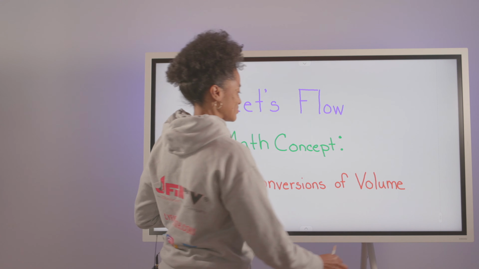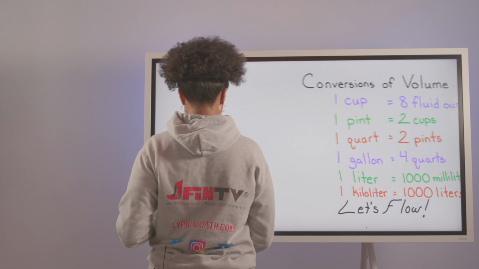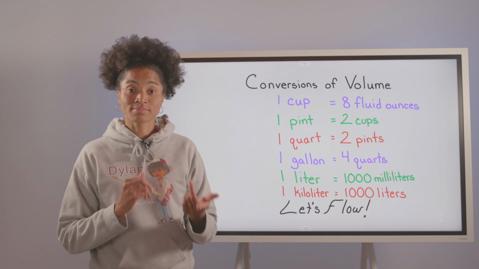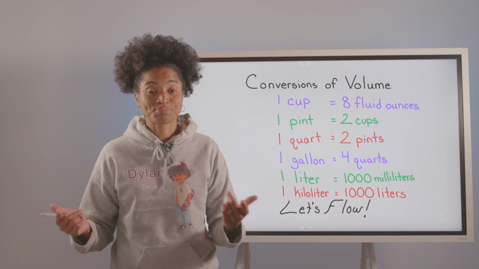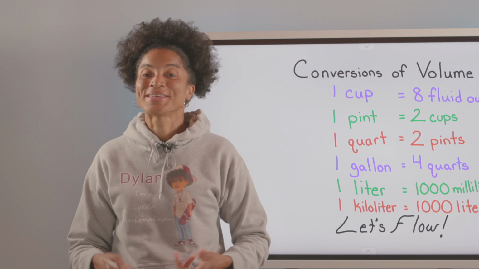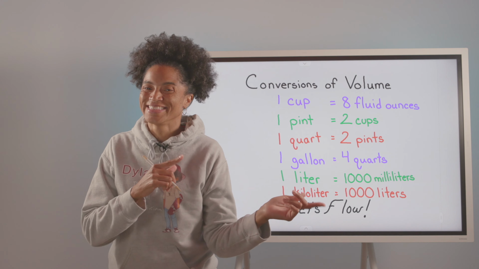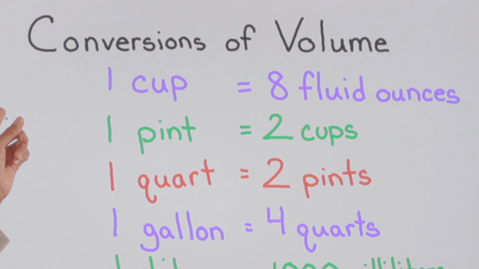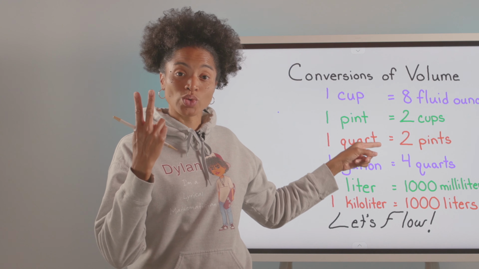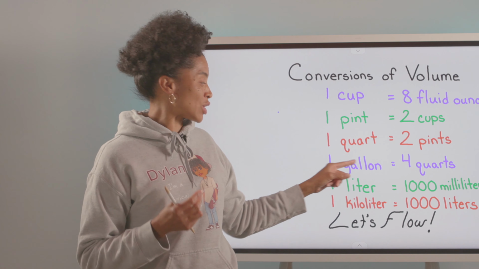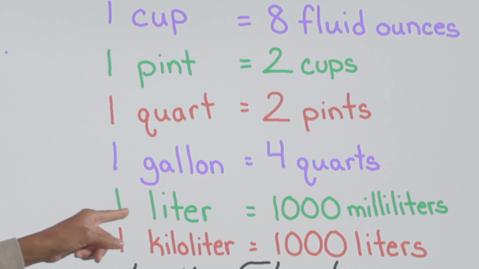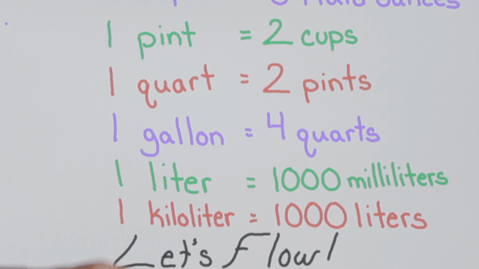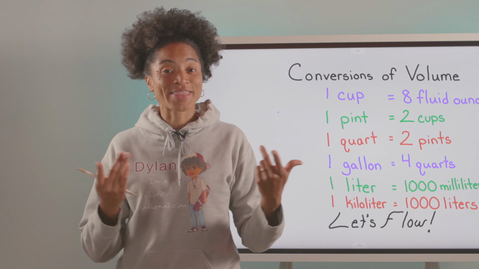You got it. Let's fly. Rock with me. Yeah. 1 cup, 8 fluid ounce, 1 pint, 2 cups, 1 quart, 2 pints, 1 gallon, 4 quarts, 1 liter equals 1,000 milliliters. 1 kiloliter equals 1,000 liters.